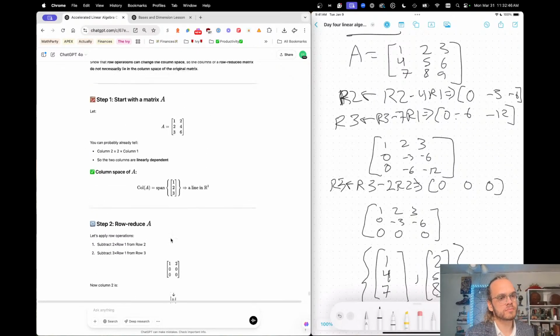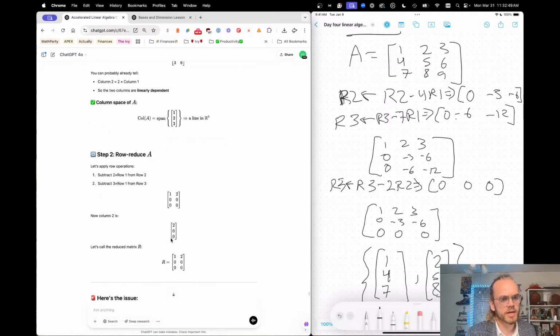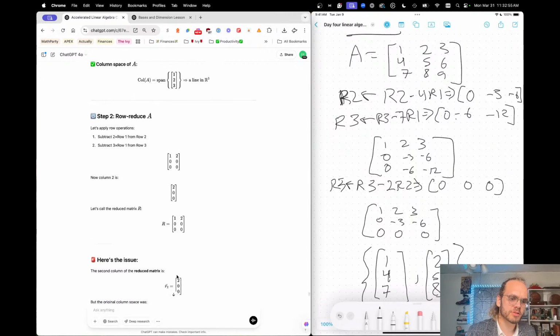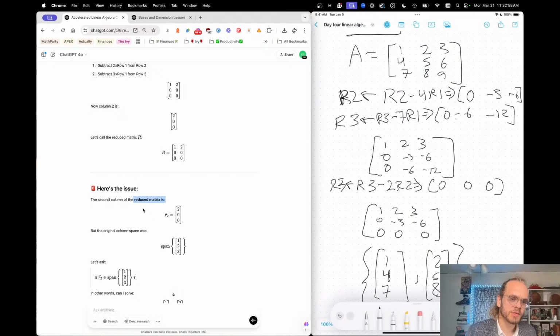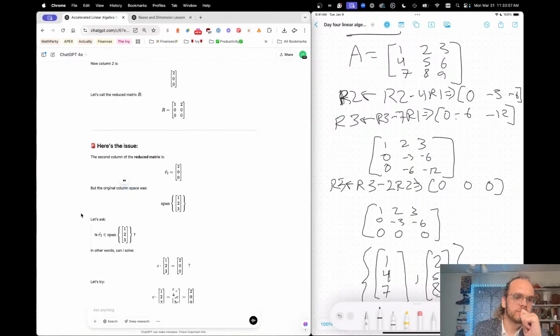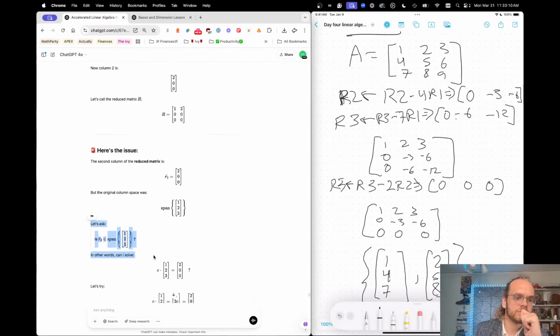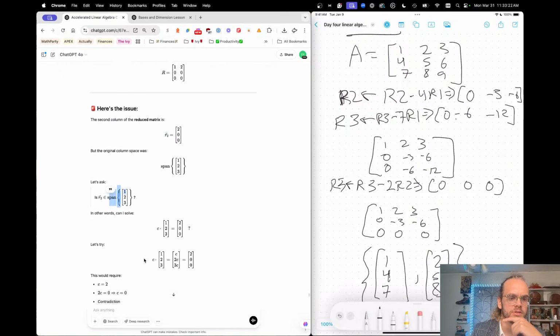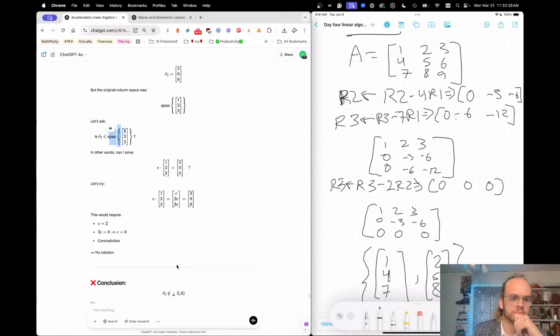So if I row reduce A, I get this. So the column 2 is 2, 0, 0, and 1, 0, 0. This is the reduced matrix. The second column of the reduced matrix is that, but the original column space was that. Can I solve where this vector of the reduced matrix is contained in the span of 1, 2, 3? In other words, can I solve some constant times 1, 2, 3 equals that? No. There's a contradiction.